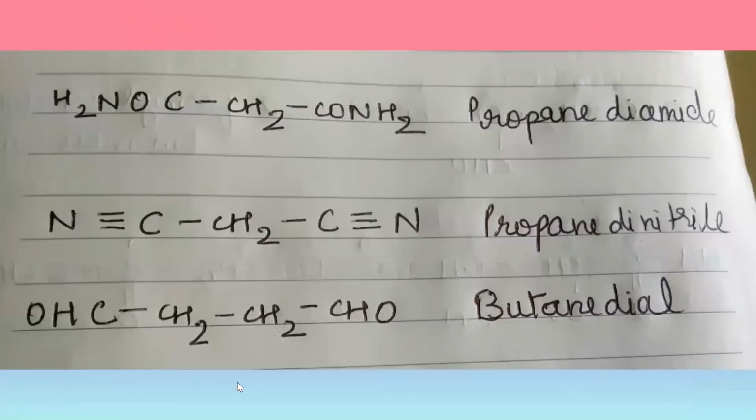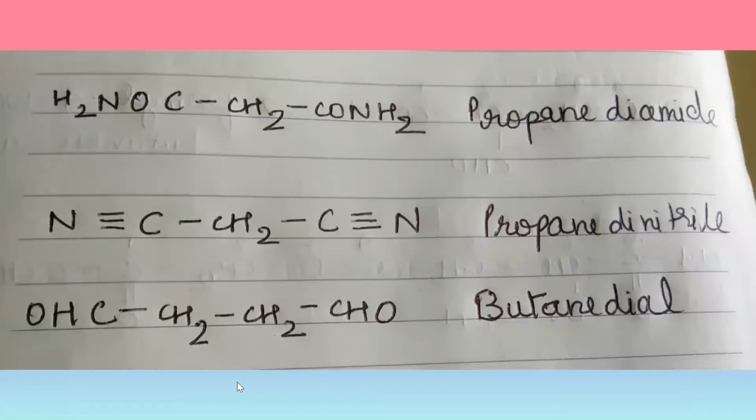So for the first one, the answer will be propanediamide, because there are 3 carbons in the main chain, so propane, and the 2 amide groups attached to it are both taken as principal functional groups, so both become diamide. In the same way, in the next one, there are 3 carbon atoms, so propane. Dinitrile, because there are 2 cyanide groups attached to it, and they both behave like principal functional groups, and hence their suffix is dinitrile.